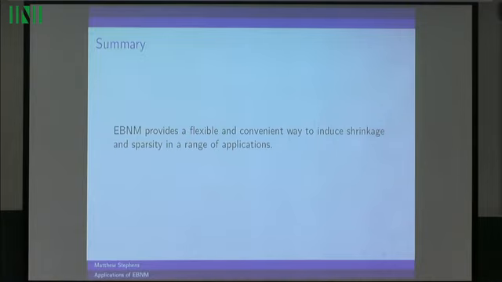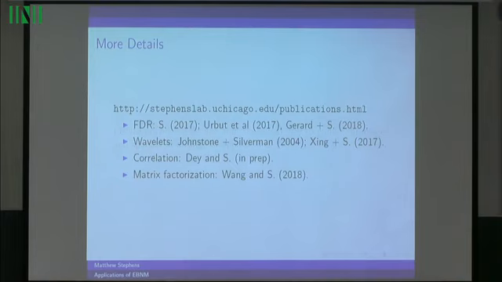Okay, so to summarize, I think the empirical Bayes normal means problem is really useful for inducing shrinkage and sparsity in lots of cases, and whenever you want to try inducing shrinkage or sparsity, you might consider using it. And if you want to read more, there's software associated with most of these papers, and they're linkable at my website. Thanks very much.